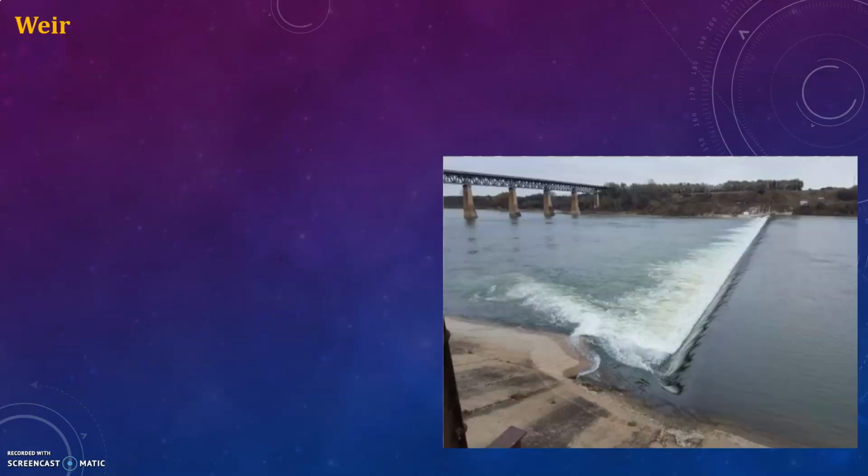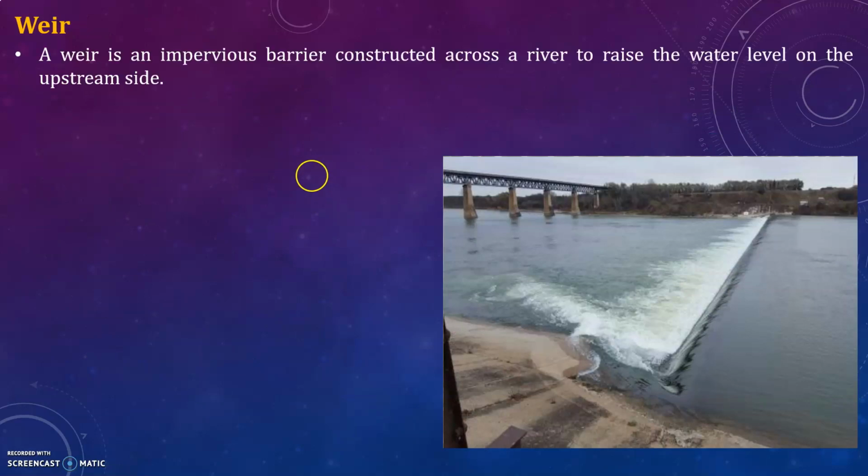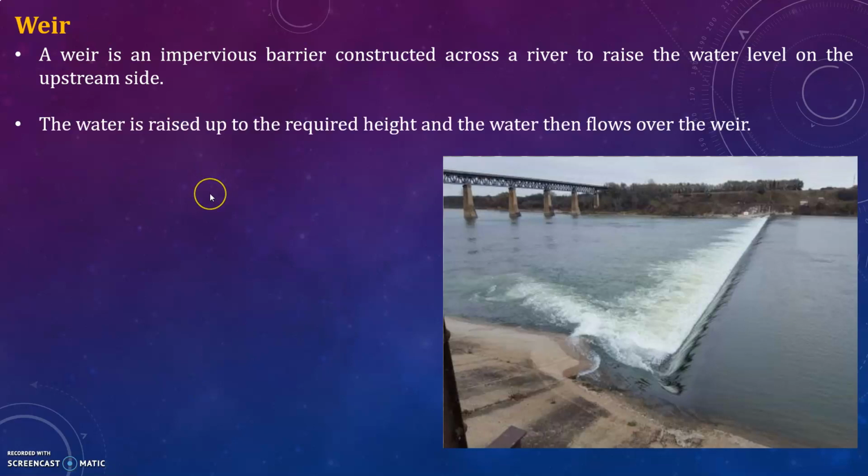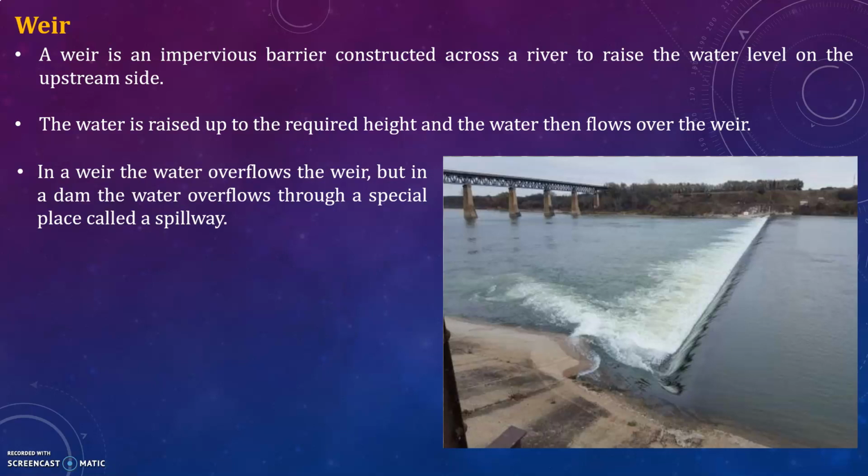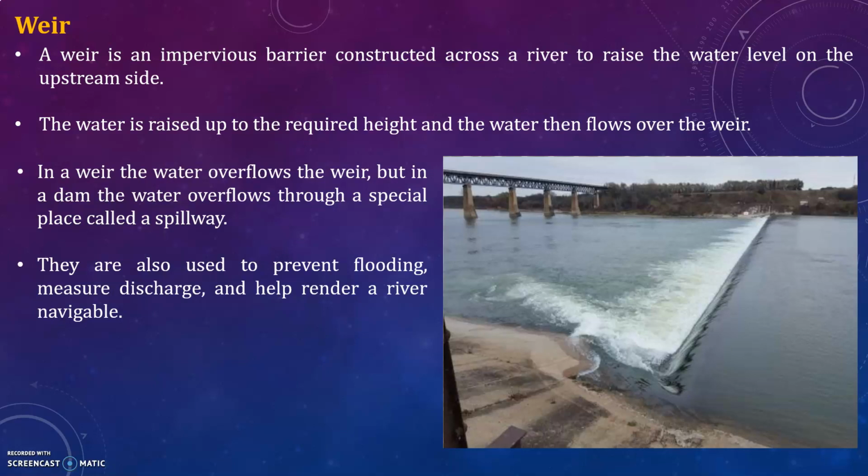Here examples are weir. Let us see what is a weir. A weir is an impervious barrier constructed across a river to raise the water level on the upstream side. The water is raised up to the required height and the water then flows over the weir. In a weir, the water overflows the weir, but in a dam, the water overflows through a special place called a spillway. They are also used to prevent flooding, measure discharge, and help render a river navigable.